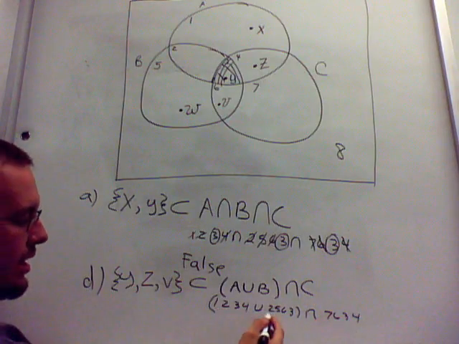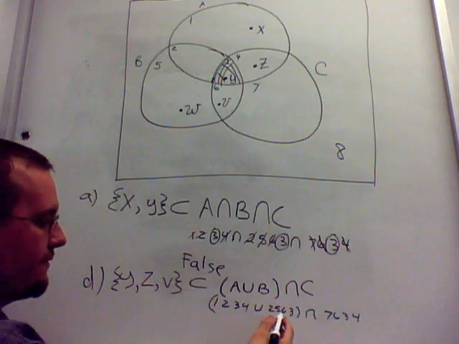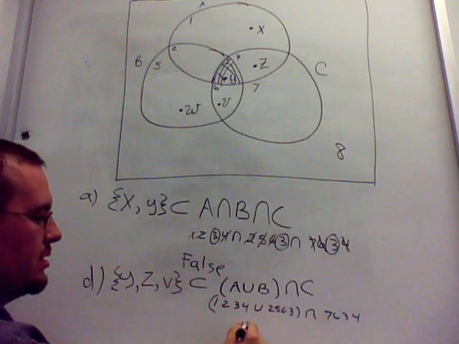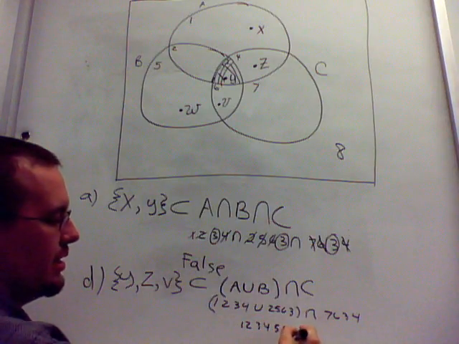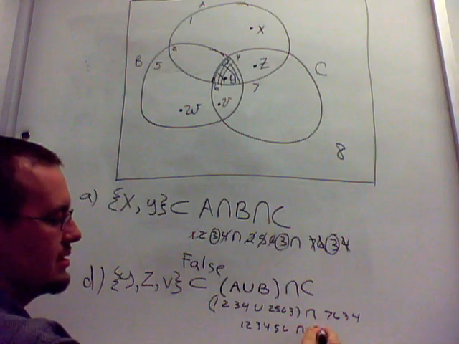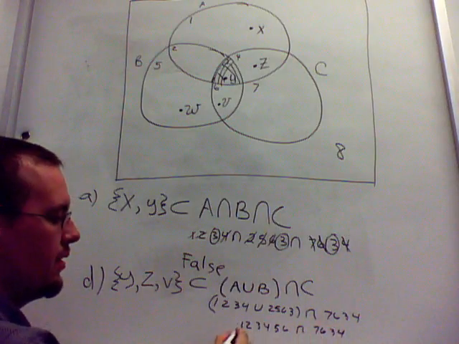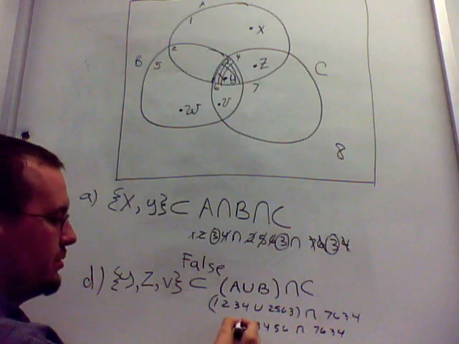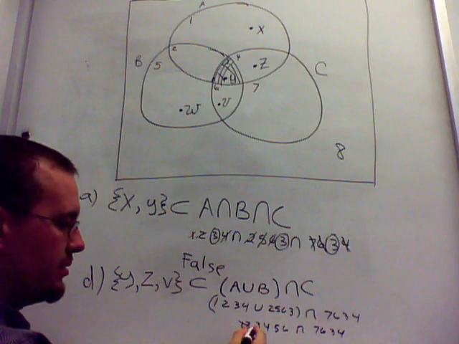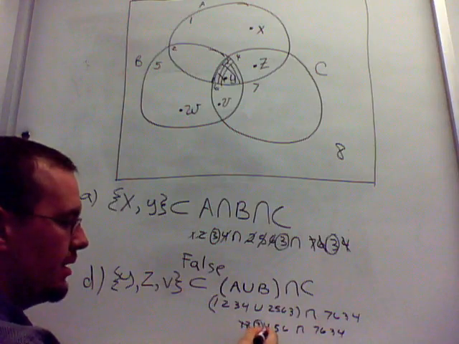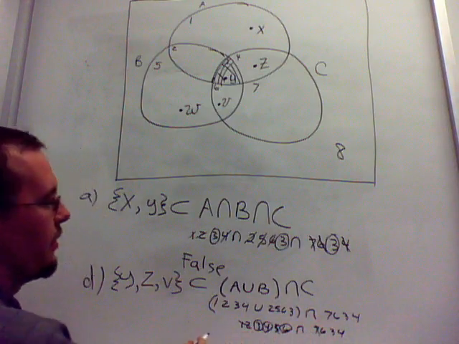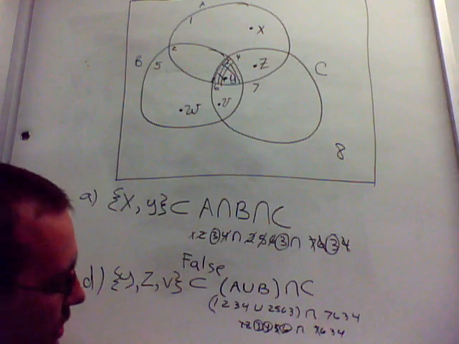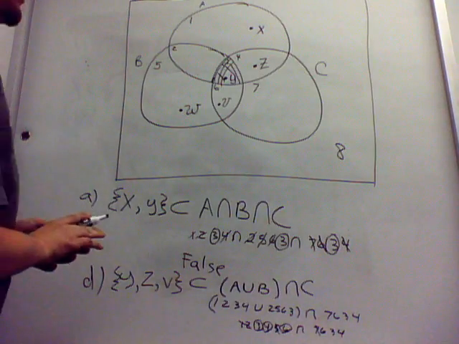Alright, so the union for A and B is 1, 2, 3, 4, 5, 6. The intersection, and then intersect that with 7, 6, 3, 4. Well, 1's not part of this, neither is 2, so we can get rid of those. 3 is part of them, so we're going to keep 3. 4, 5 isn't part of this one, and 7's not part of the other one, so 6, 3, and 4. Those are the sections that we're looking at.